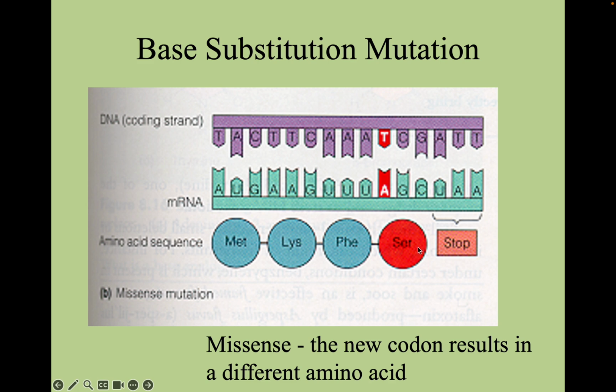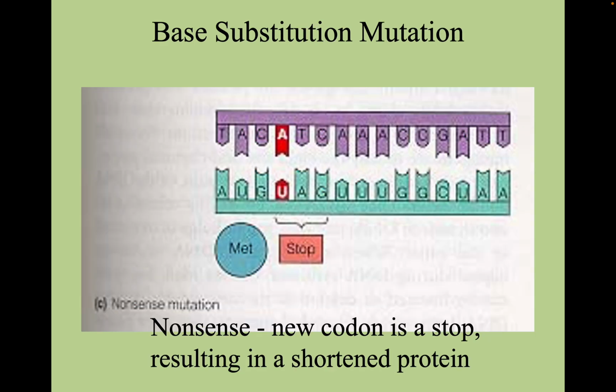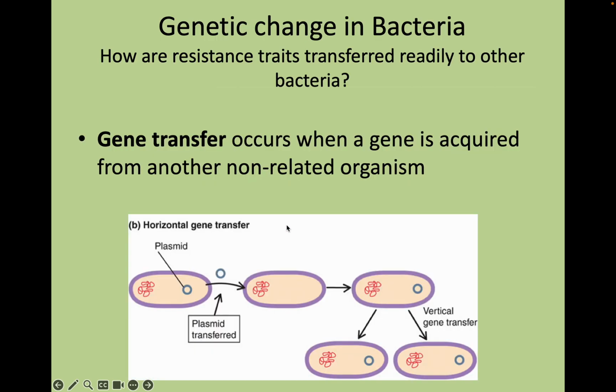So this would be a missense. The new codon results in a different amino acid. Serine after the mutation, whereas the original coded for glycine. All right, and in this one, it's a nonsense. A new codon is a stop, resulting in a shortened protein. So instead of having a whole string of amino acids and then a stop, there's a stop codon that results too soon, and that never makes a protein that functions.